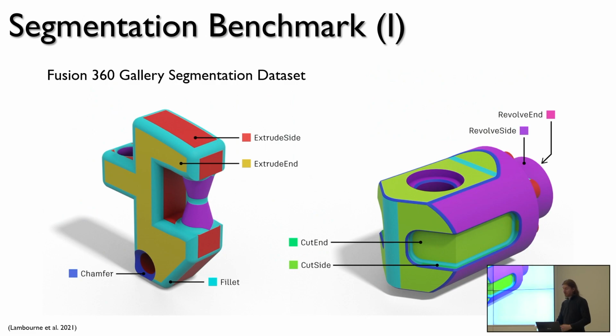So one benchmark we tested this on is segmenting a model based on the constructive operations, like extrude or fillet, that were used to make each face. This is a useful first task in reverse engineering. If you have a BREP model and you want to get the program out, you'll often want to figure out what the program operations were that I used to create the faces, and then use those to try to build up a program.